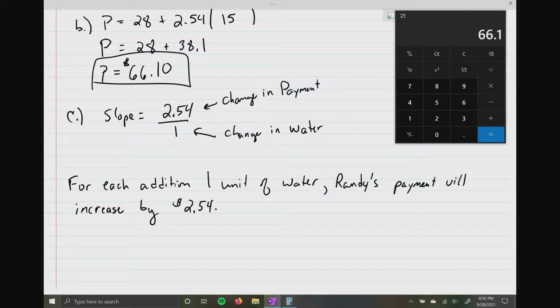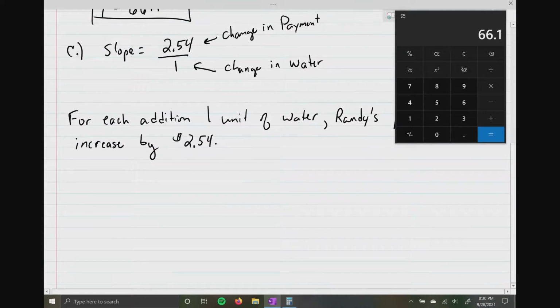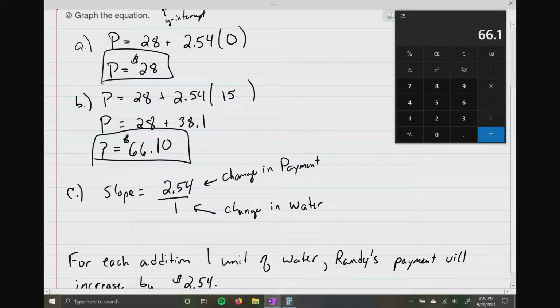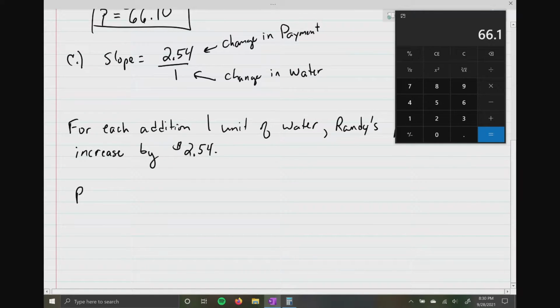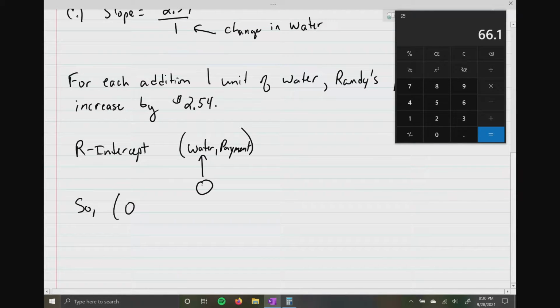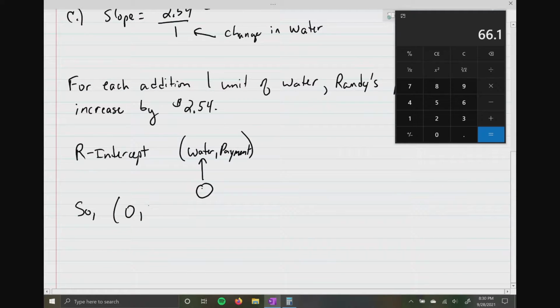Now, if we want to interpret the P-intercept, well, in part A, we actually found that because, remember, at the P-intercept, I'm just going to write out the words here. At the P-intercept, that variable, in this case it happens to be water, will always be 0. So our point, our intercept is going to be 0, comma, I forget what it is already, 28. And how do we interpret this? Well, this is interpreted.